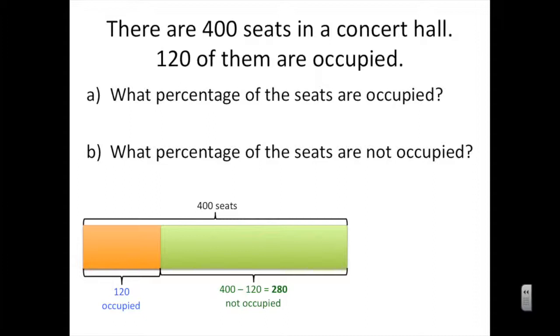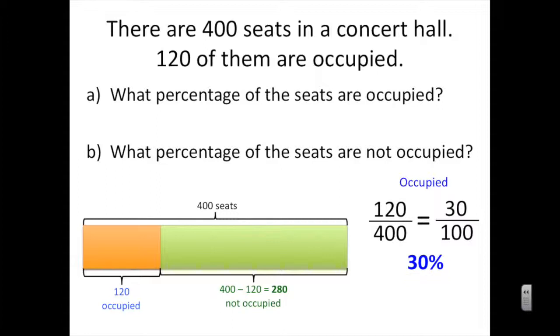Now we're ready to solve. We're going to start with A, which is what percentage of the seats are occupied. 120 out of 400 seats are occupied. To turn this into a percentage, we want to make it out of 100. So we're going to divide both our numerator and denominator by 4 so that we have 100 in our denominator's place. Our fraction will then become 30 over 100, or 30/100ths, which we know is the same as 30%, because the percentage sign literally means out of 100.